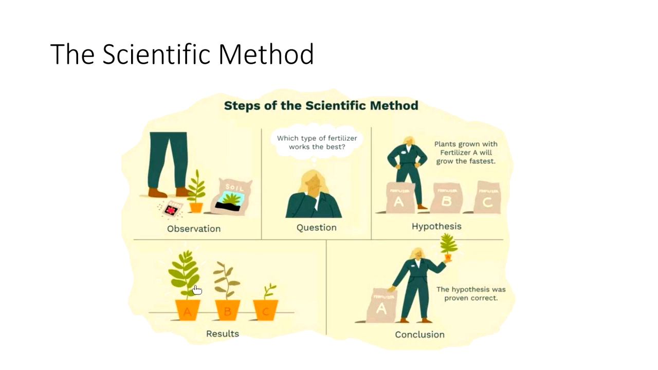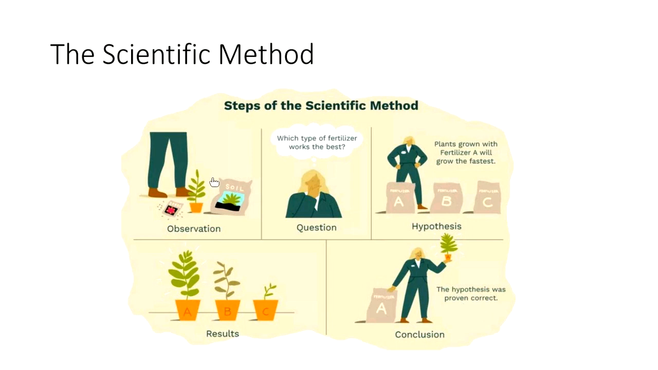I measure again my plant. I see the color of the leaves. I touch if my leaves are brittle, and all of those are results. And after a period of time, I can have probably a table with different results that I took all this time. So now, based on my results, I can generate a conclusion and say, yeah, fertilizer A was the best, okay? So my conclusion in this case is the hypothesis was proven correct, okay?